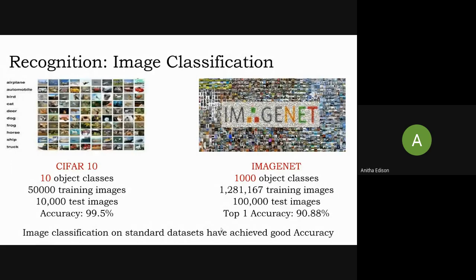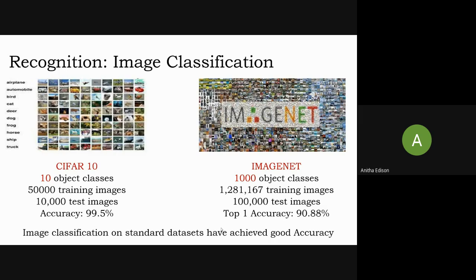The accuracy obtained for that data set, called the CIFAR 10 dataset, was 99.5. Even humans cannot identify those images with such a high accuracy. So computers could achieve an accuracy more than what humans could achieve on that data set. But then the task of classifying 10 object classes was saturated.